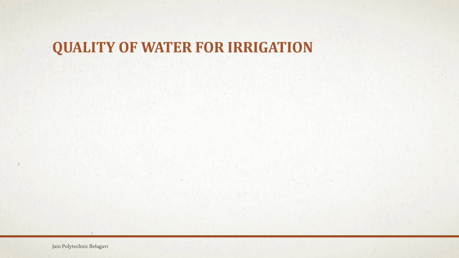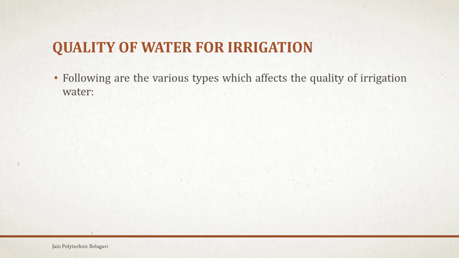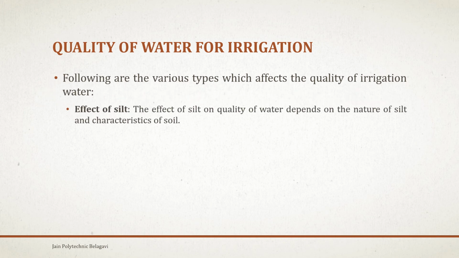The quality of water for irrigation. Following are some various types which affect the quality of irrigation water. The first is the effect of silt. The effect of silt on quality of water depends on the nature of silt and characteristics of soil.